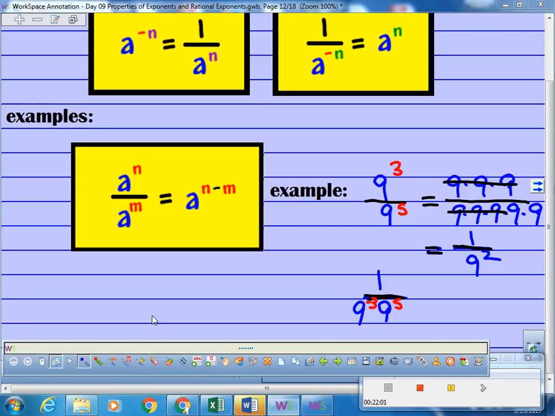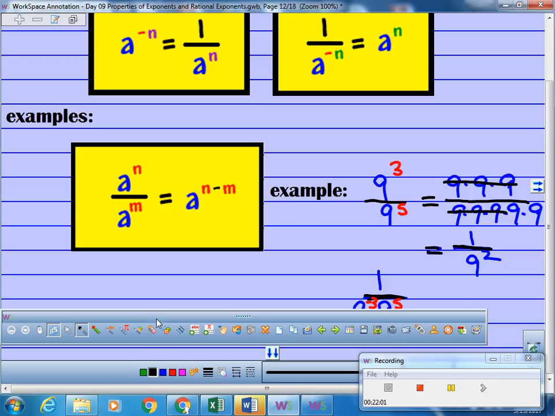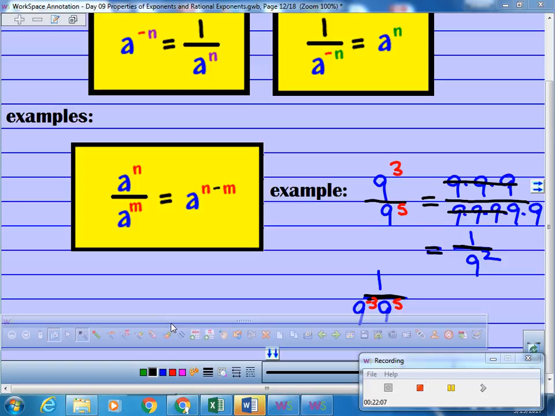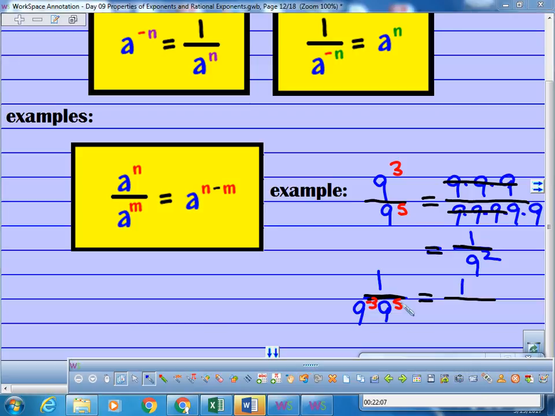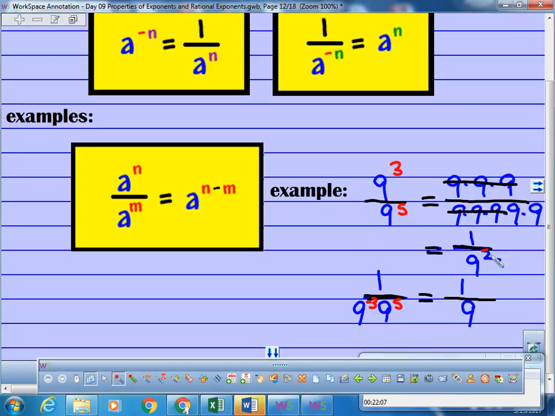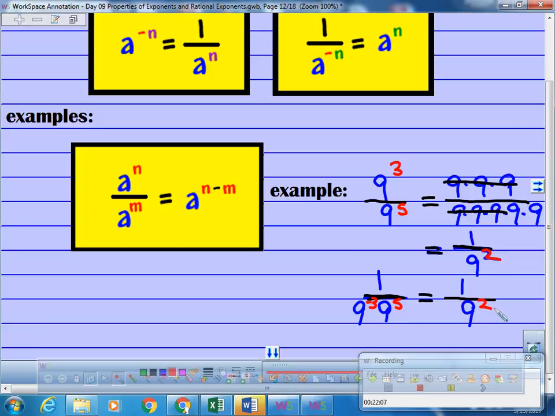And so now I can use exponent rules, right? And say to myself, I have 9 to the 5 minus 3 is 9 to the 2. So I got the same thing. Where's the fun in that, right? Why not write it out and cross things off? Totally up to you.